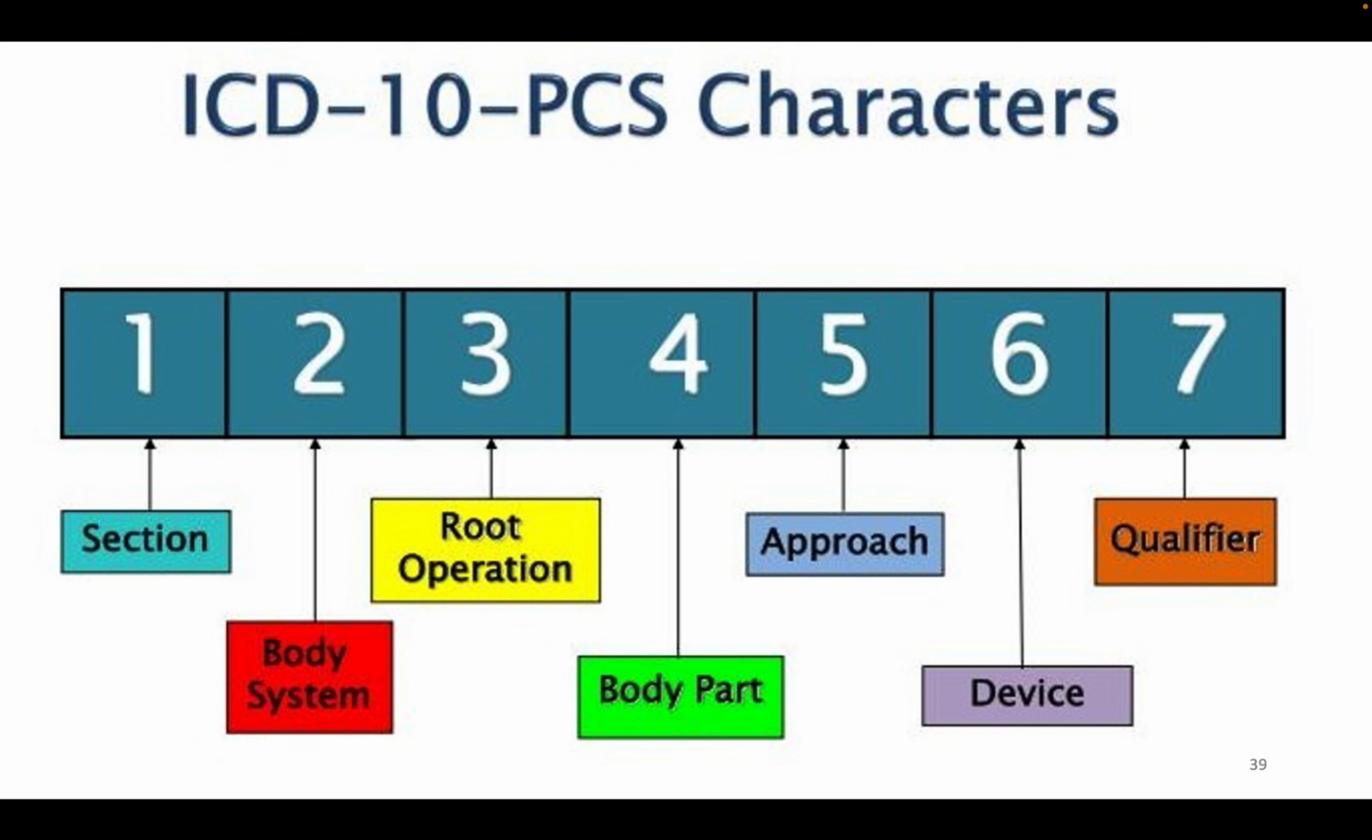Again, here are the 7 characters we've been studying. Character 1 is section. Character 2 is body system. Character 3, root operation. Character 4, body part. Character 5, approach. Character 6, device. And character 7, qualifier.